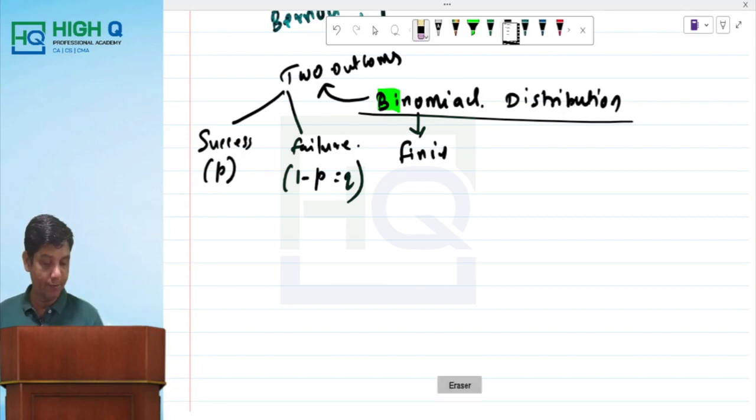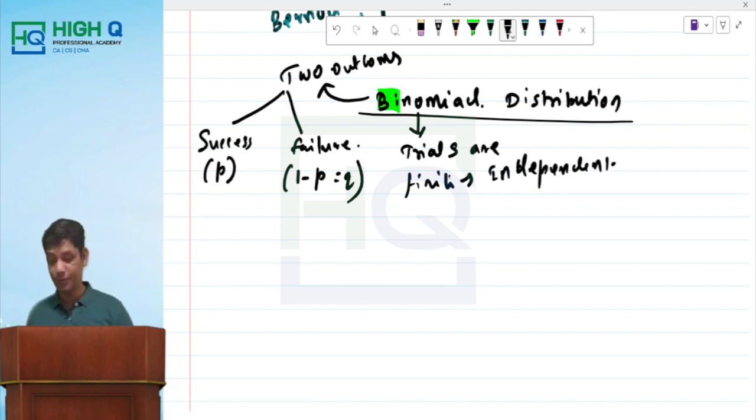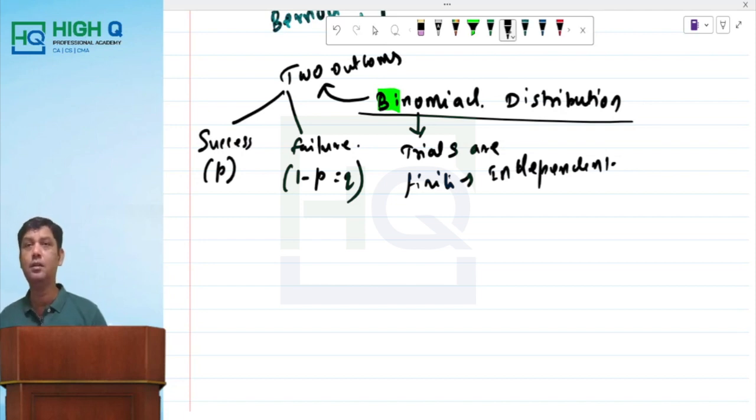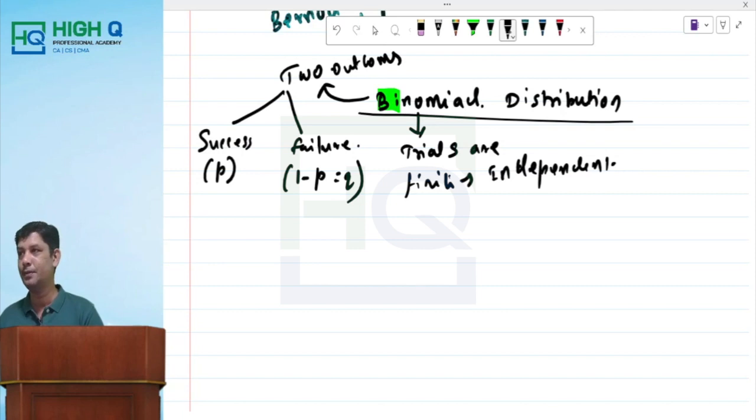Now, in binomial distribution, the trials are finite and independent. Trials, events. When trials are happening, from that trial the result is an event, a possible or favorable outcome. From the trial only you are going to get it. Trial is nothing but an experiment. So trials are finite and independent.